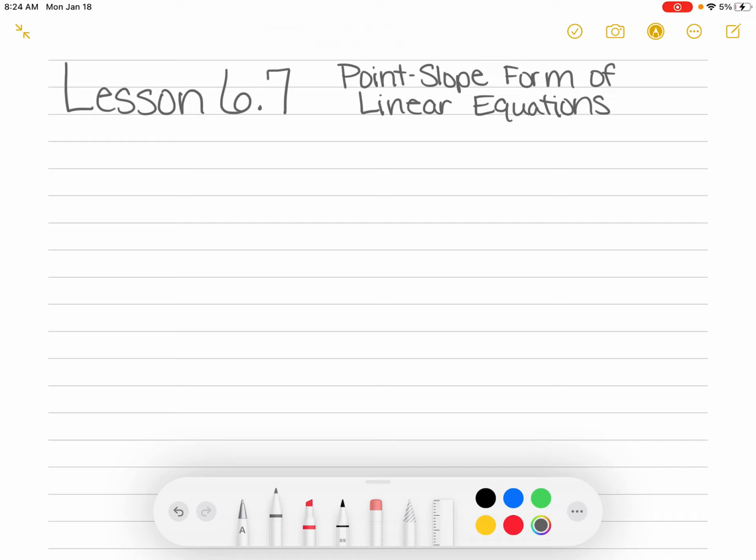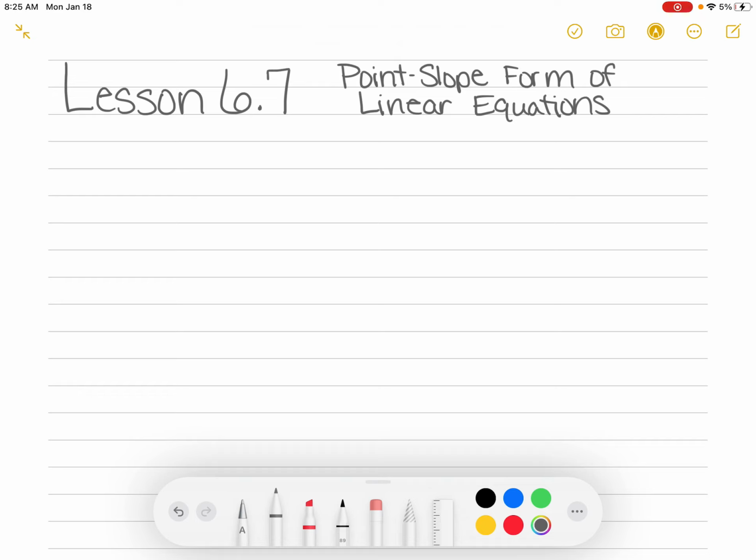Hello students, today we're doing lesson 6.7, point slope form of linear equations. Okay, so not yesterday, but last week we learned about the slope intercept form. We know standard form. Now we're going to learn point slope form. Okay, we'll go over all those forms in just a minute.